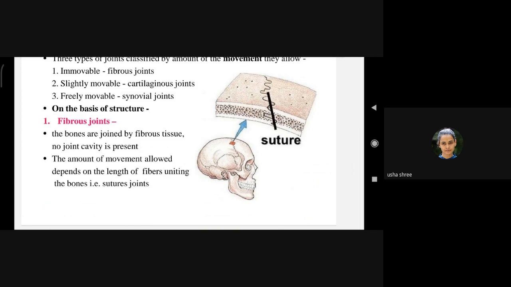We all know that the bones of the cranium do not move. They are immovable and they are fibrous. The bones are joined by fibrous tissue. No joint cavity is present. We can feel by touching our skull that no gap is present. It is fully packed. It is a fibrous joint.